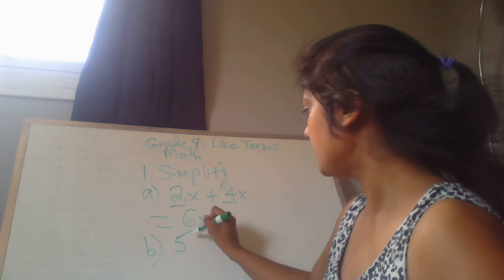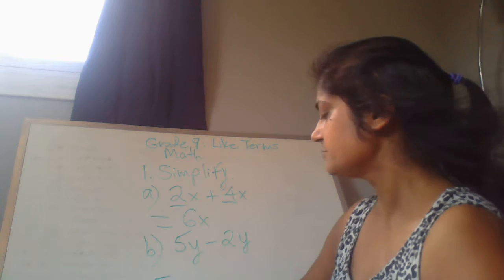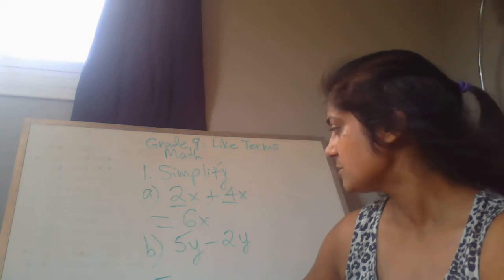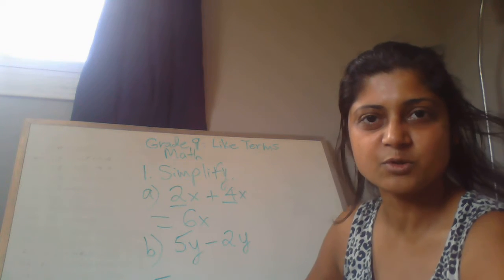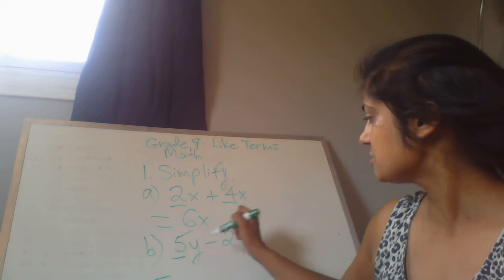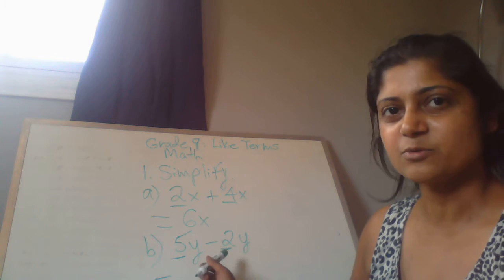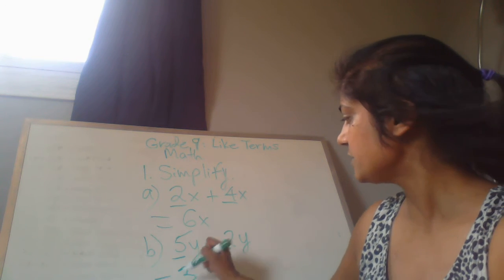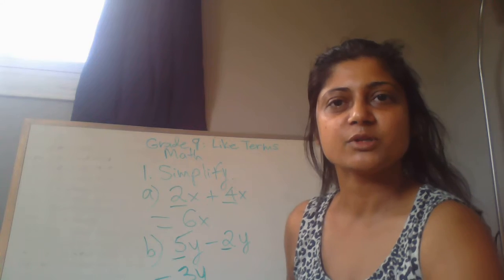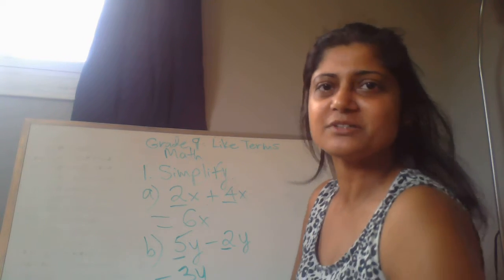Alright, let's try 5y minus 2y. You can see that we're taking really simple examples here because they both do have a y. I know that they are like terms, and I'm just going to do some simple subtraction. I'm going to do 5 take away 2, which is 3, and we're going to put the y, because both of them are like terms here as well.